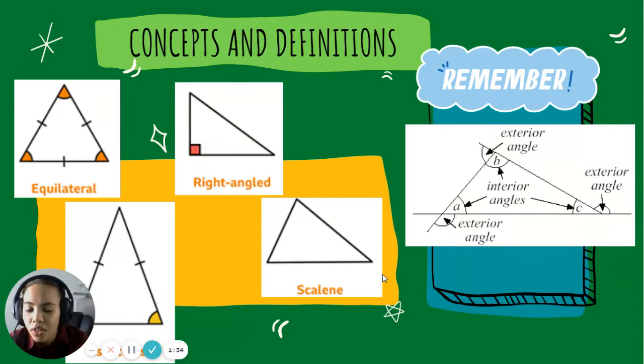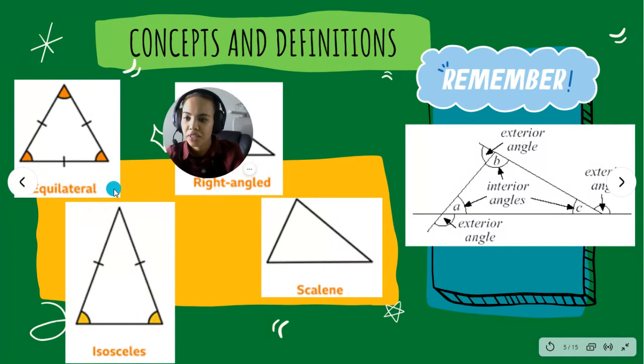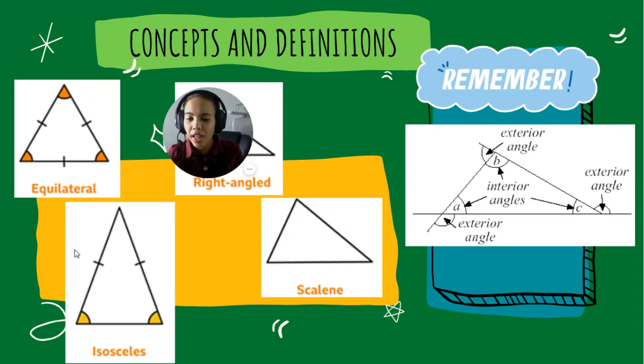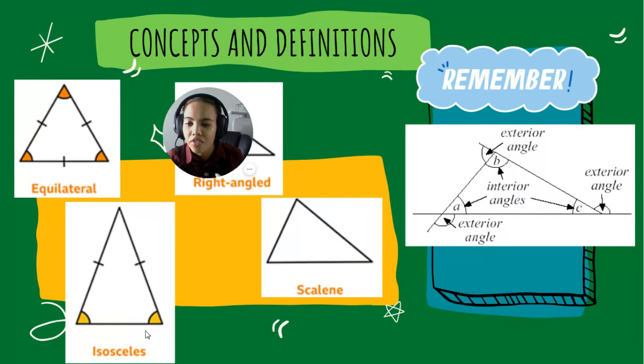Okay, all the different types of triangles. Here we have an equilateral triangle over here. Okay, that means all angles are equal. All the angles are the same size. Isosceles. Two of the angles are the same. Two of those angles are equal.